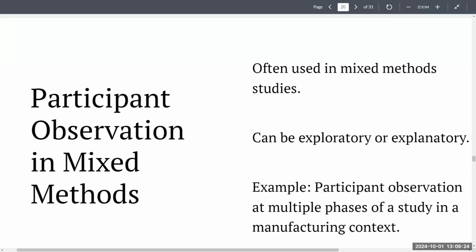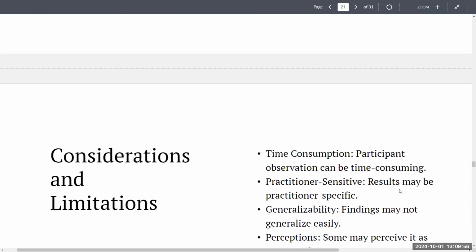So if you're trying to explore what aspects you need to study, you can use observation. Or if you're trying to explain a particular phenomenon, you can use observation. Okay, so an example, in a study on manufacturing workflow, participant observation might be used to understand inefficiencies or cultural dynamics that qualitative research or quantitative research may miss. Okay. Questions so far?